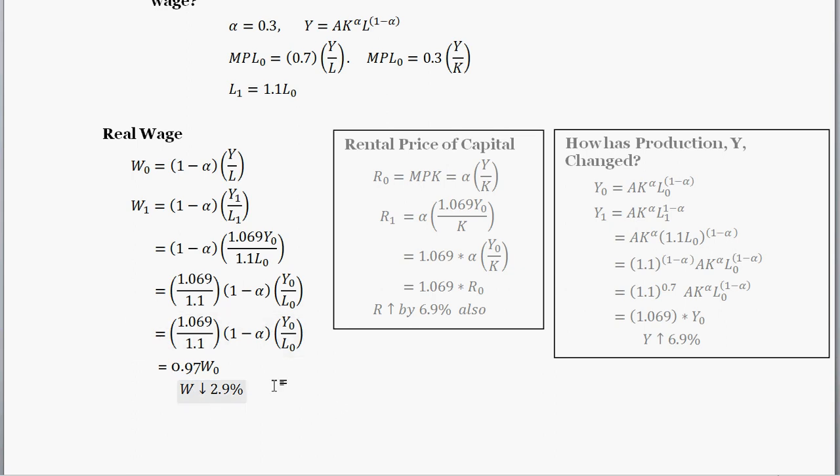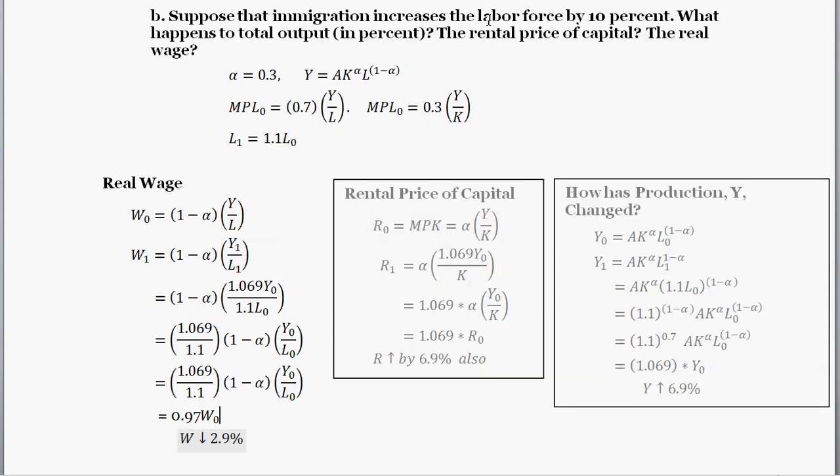Cool. So hopefully that was helpful. Hopefully that was clear. You can see all we did, the initial thing that we had was a labor force increase by 10%. So starting off with production, we increased labor force by 10%. So we times the initial labor by 1.1. We pulled that out, including the exponent, to find out that output increased by 6.9%.